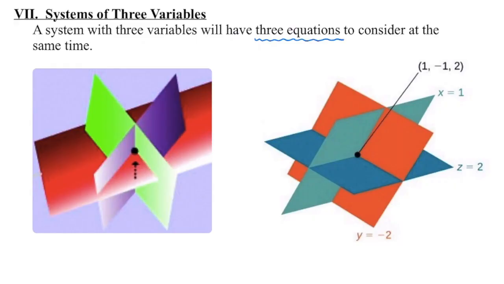In a system with three variables, each equation contains, for example, an x, a y, and a z. As soon as there's three variables, that equation no longer represents a line, it represents a plane. So if you take a look at the first example here, we can see we've got a red plane, we've got a green plane, and we've got a purple plane. The point at which those three planes intersect is the solution to the system.